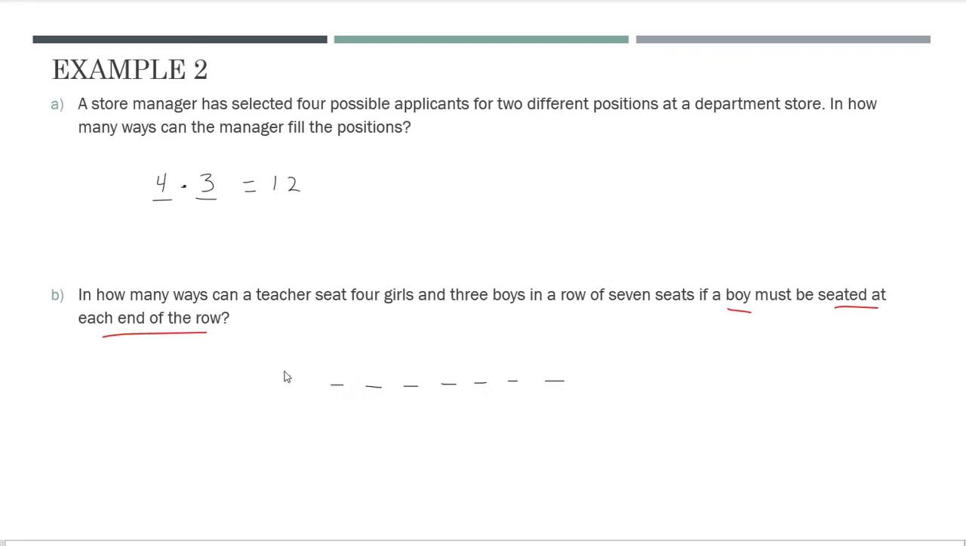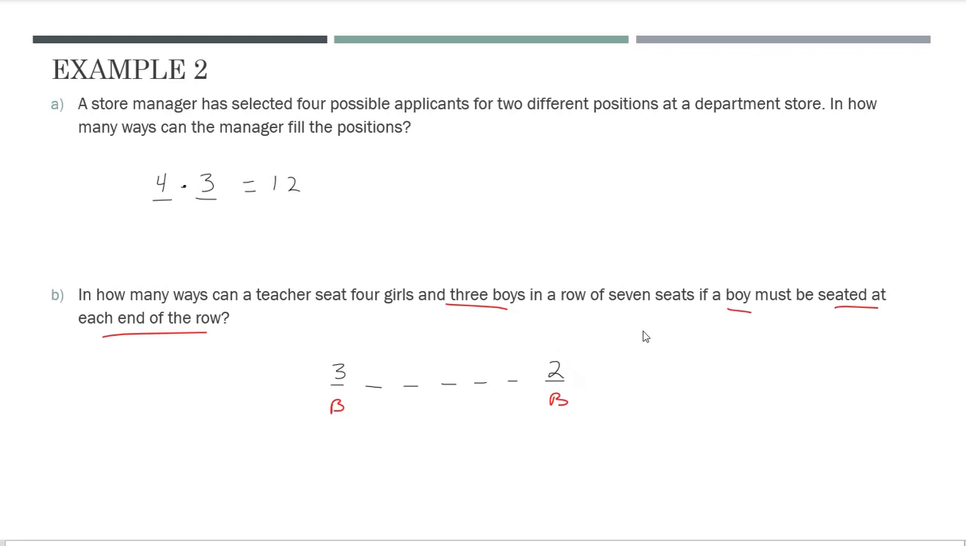It's easier to do the restrictions first. So this must be a boy and this must be a boy. Now, how many boys are there? Well, there's only 3. So then, if I go here, well, I only have 3 possibilities. And then for the second position, well, one of the boys is already in the first seat. So we have 1 less boy to pick from, so there's only 2 boys left.